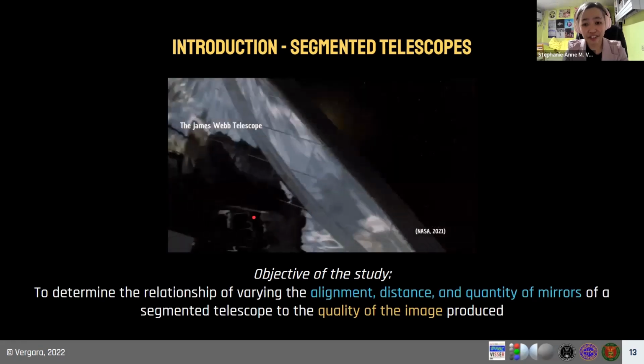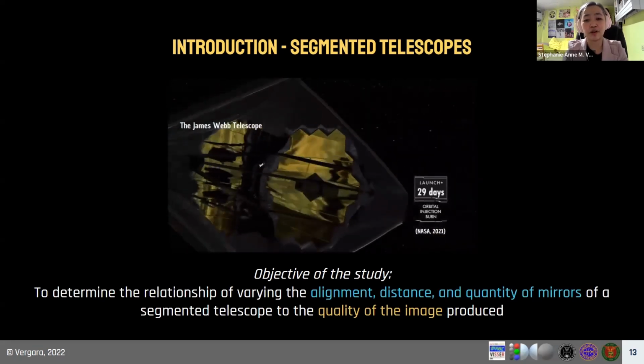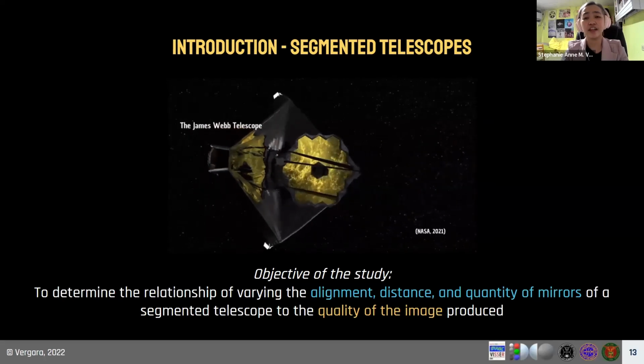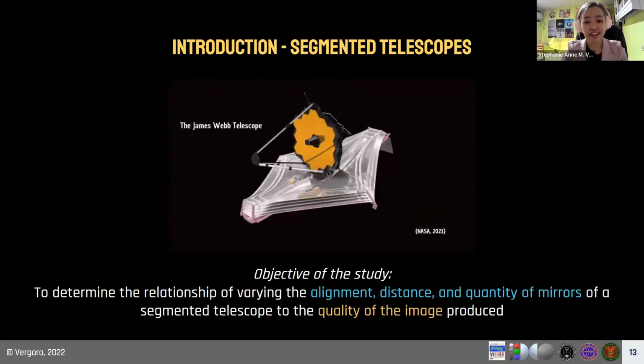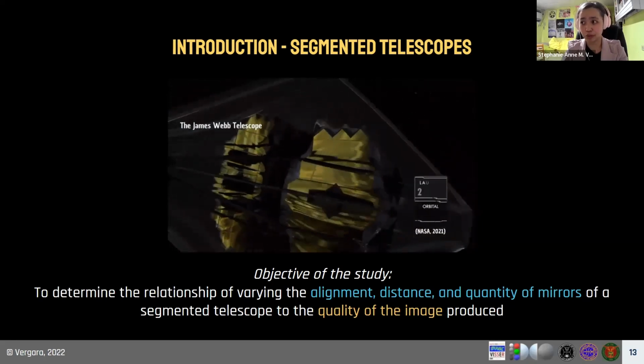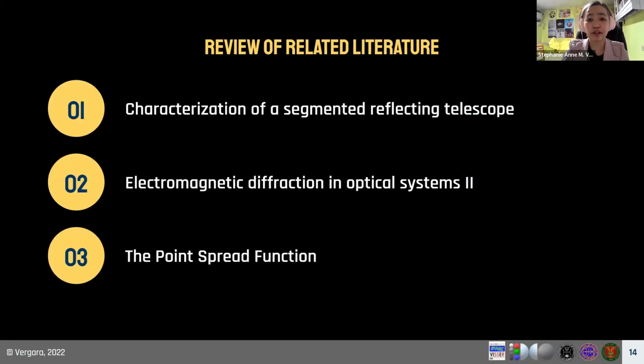The study's objective is to determine the relationship of varying the alignment, distance, and quantity of mirrors of a segmented telescope to the quality of the image produced. Here are the main references that I used. The first one is a study conducted by Alagao et al. regarding a segmented telescope using identical mirrors. The second one, by Richards and Wolf, is the basis for the algorithm I used to simulate the image formed at the focus. The third one explains the point spread function, or the PSF.